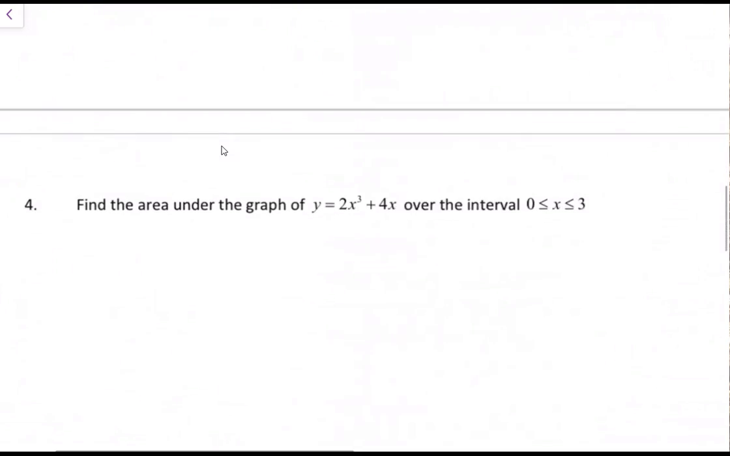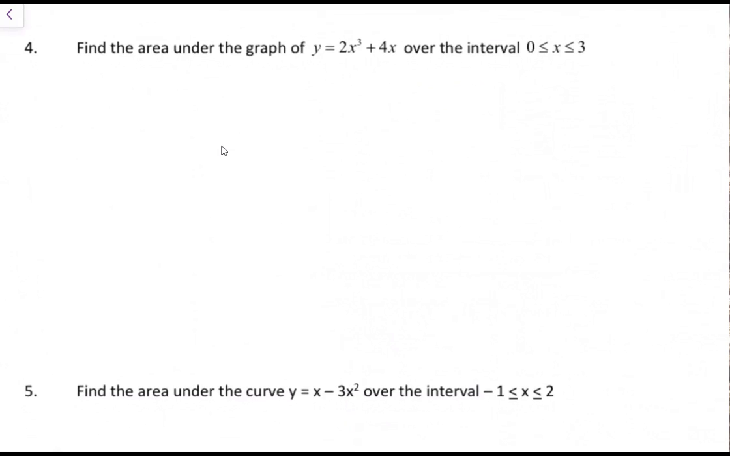Okay, so one application to this is finding area, so talking about the integral as area under the curve, which we introduced in the last video. So in these problems, the only difference is you're setting up the integral to begin with. So in this example, we want to find the area under the graph of that function y equals 2x cubed plus 4x, and we want that closed interval from 0 to 3.